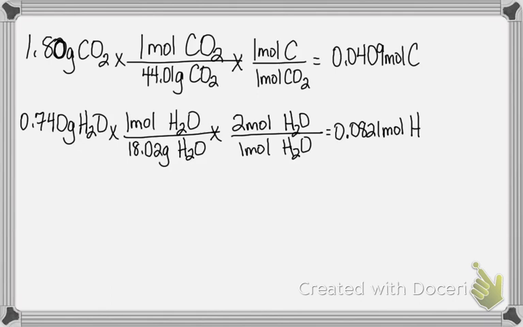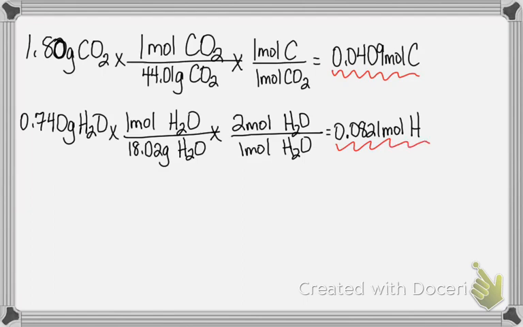Okay. In order to figure out what a formula is, empirical, molecular, whatever, you always have to figure out how many moles of each element you have. Now, what 3 elements are in this fuel? Carbon, hydrogen, and oxygen. You've got the moles of carbon. You've got the moles of hydrogen. What we're going to do is get to moles of each one, and then we're going to divide by the smallest. Same thing we were doing last week.